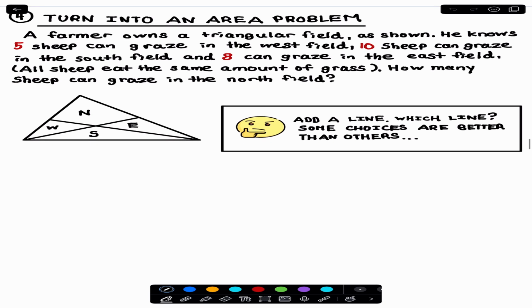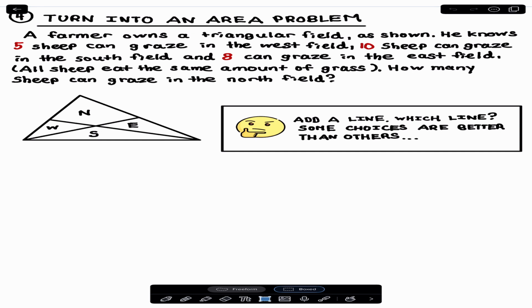Question number 4 says, a farmer owns a triangular field as shown in this diagram. So this is the field. He knows 5 sheep can graze in the west field, 10 sheep can graze in the south field, and 8 can graze in the east field. And the big question is, how many sheep can graze in the north field? So this little section over here. Given that all sheep eat the same amount of grass.